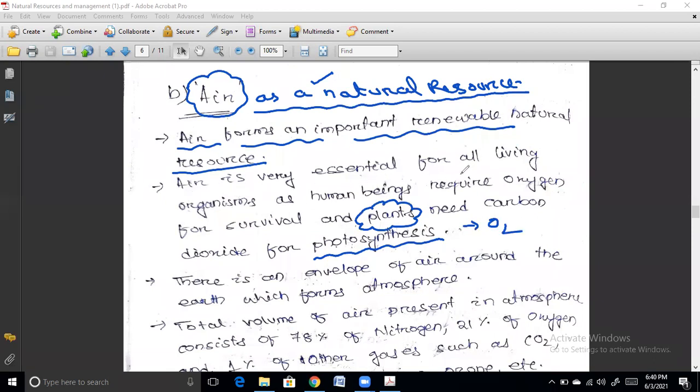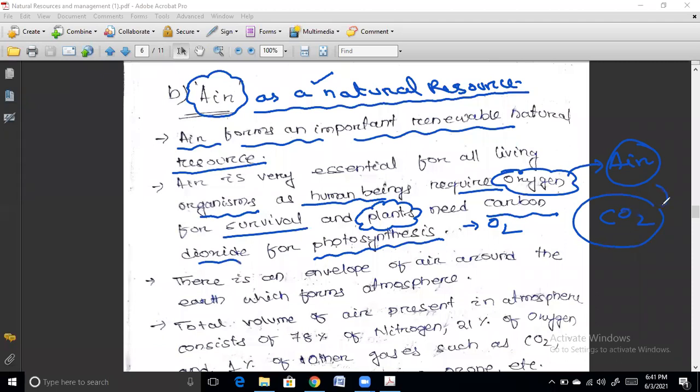So air is very essential for all living organisms, as human beings require oxygen for survival, and oxygen is part of the air. It is very important for human beings as well as for plants. In this time also, we can feel how necessary oxygen is for our survival. And carbon dioxide for the photosynthesis process is also present in the air or atmosphere.